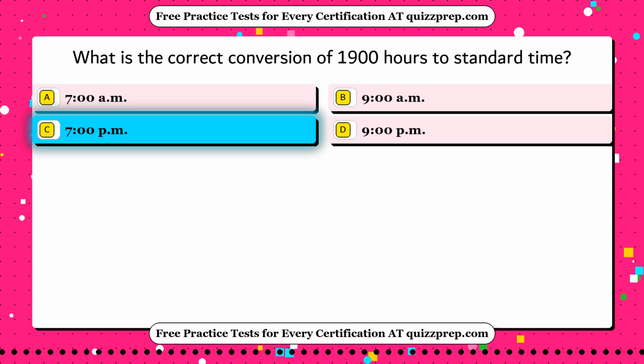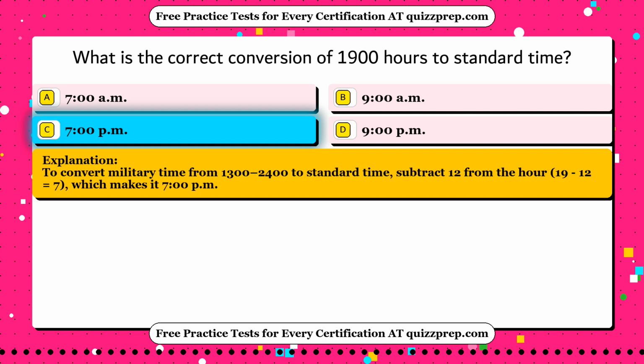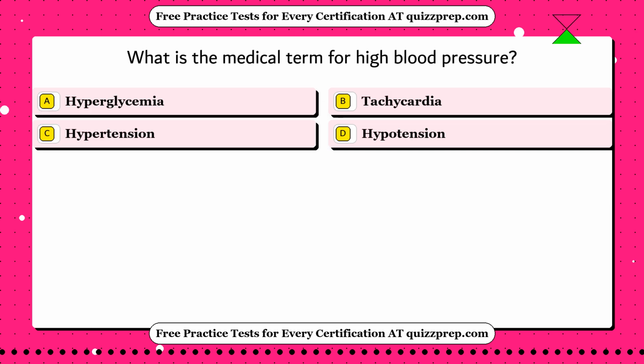The correct answer is option C. 7 p.m. To convert military time from 1300 to 2400 to standard time, subtract 12 from the hour. 19 minus 12 equals 7, which makes it 7 p.m. Question 61. What is the medical term for high blood pressure?